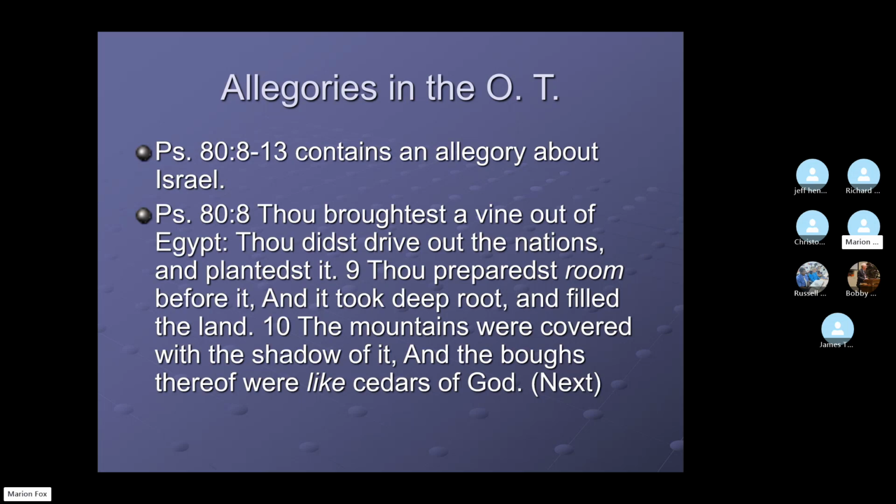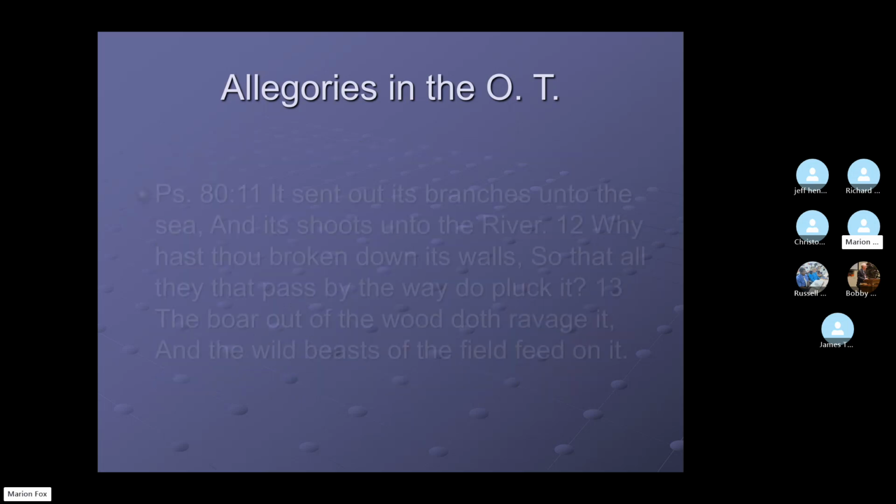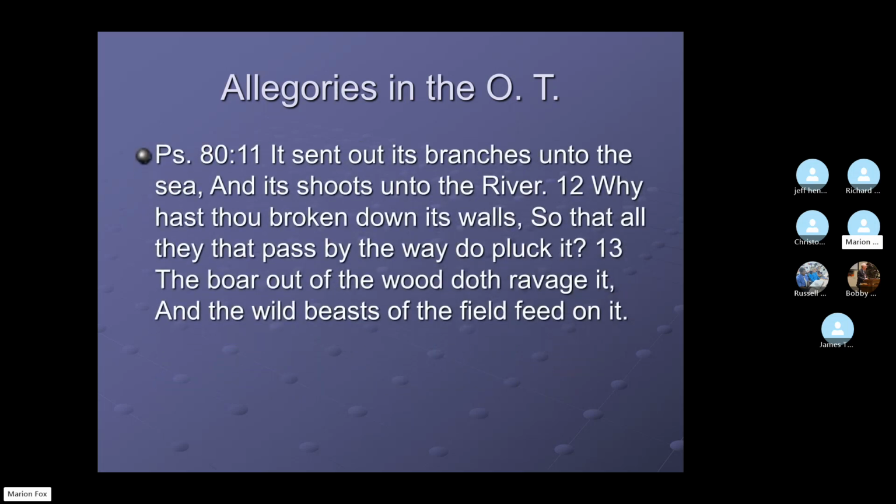So again, you blessed Israel. Well, that's what that's talking about. And it set out its branches into the sea and its shoots under the river. So it spread and it grew. Why hast thou broken down its walls? Because Israel turned away from God, see, verse 12. So that all they that pass by the way do pluck it. The boar out of the wood doth ravage it. The wild beasts of the field feed on it. So they eat what's from the vine.